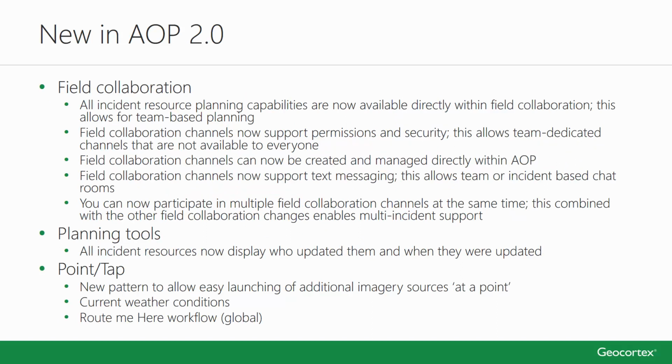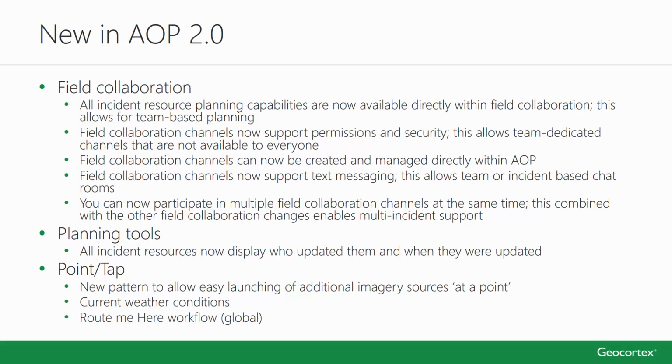So you can see in the field collaboration area all the work around permissions and security and dedicated team channels, being able to create those channels and name those channels on the fly. Supporting text messaging is new, and really just enabling multiple field collaborations so you can do multi-incident support or even joint team-based planning is all new to this version. The planning tool side of things, we'd always kept track of who and when, but now we make sure it's very, very visible in the application for you.